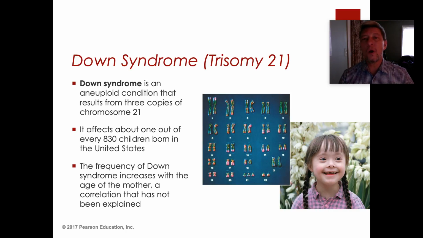Probably the most well-known of all of these syndromes is trisomy 21, which is today called Down syndrome. This is an aneuploid condition where each individual has 3 copies of chromosome number 21. If you look at the karyotype here, here's chromosome number 21, but notice again there are 3 copies of it. It typically affects about 1 out of every 830 children born in the United States. And although the reason is unknown, the frequency of this syndrome tends to increase with the age of the mother.